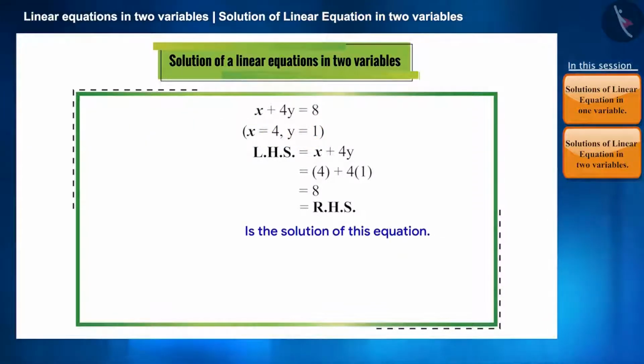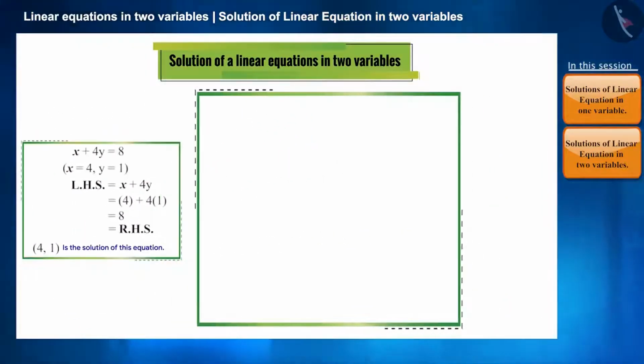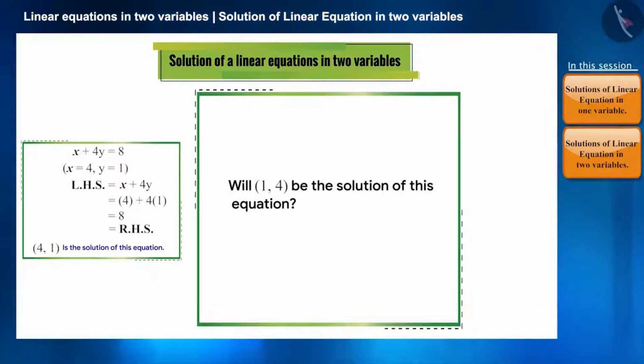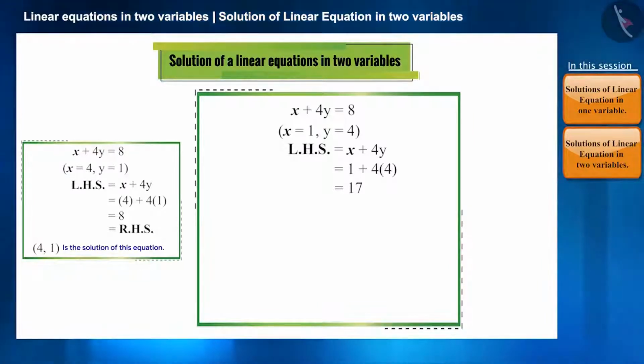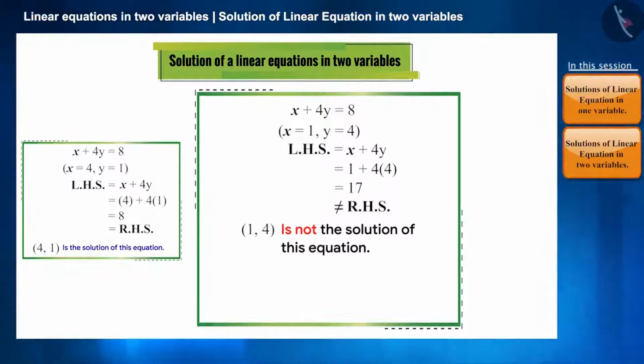We can write this solution within parentheses in an ordered form as (4, 1). Here, in the parentheses, the first value is of x and the second is of y. Will (1, 4) also be a solution of this equation? No. Because keeping the value of x as 1 and of y as 4, the value of the equation will become 17, which is not equal to 8. Here, RHS is not equal to LHS. Hence, (1, 4) is not a solution to this equation.